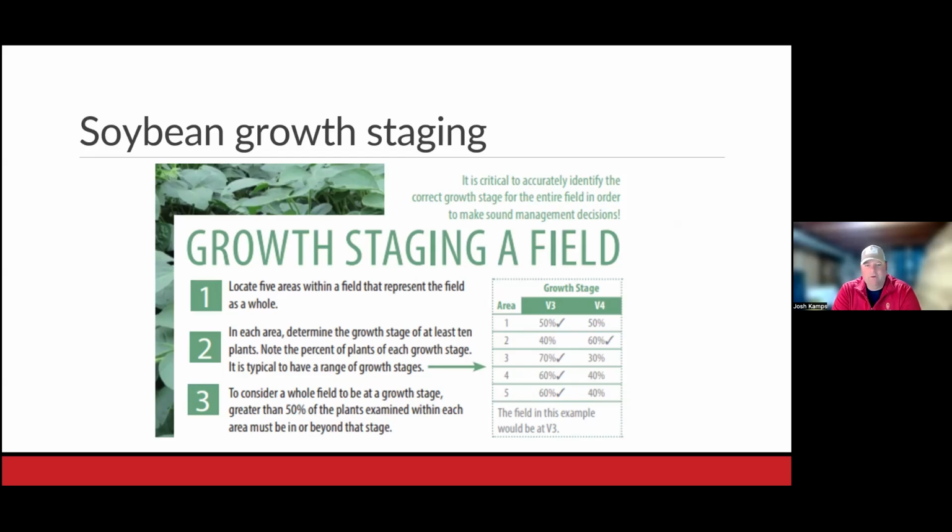Is it at V3? Is it at V4? What growth stage are those plants at? And that can help give you a field average. I think that's a good technique for when we're doing other crops as well. Have some type of a table set up and keep track, and try to get that average from across the field.